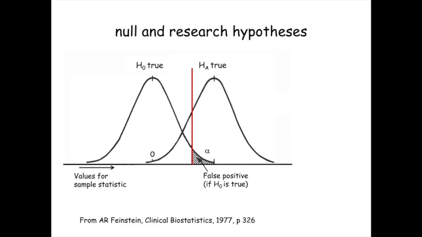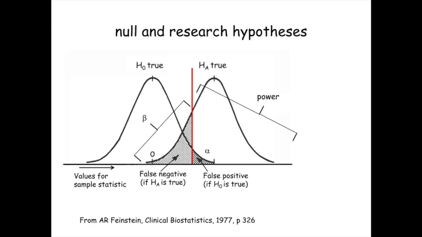Here, we're hypothesizing that the mean difference is greater than 0. If the research hypothesis is true, but our results do not lead us to this decision, then we've made a type 2 error, a false negative. This risk is equal to the area of this distribution to the left of the critical value of the test statistic, which we call beta. The area to the right is the power of the test.